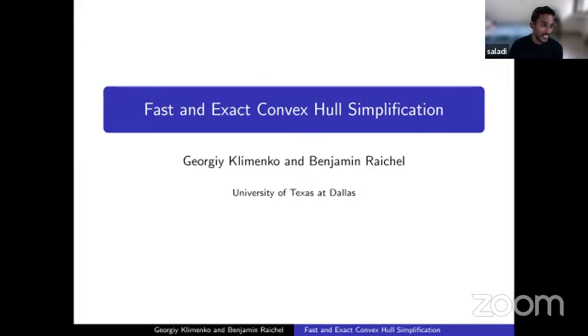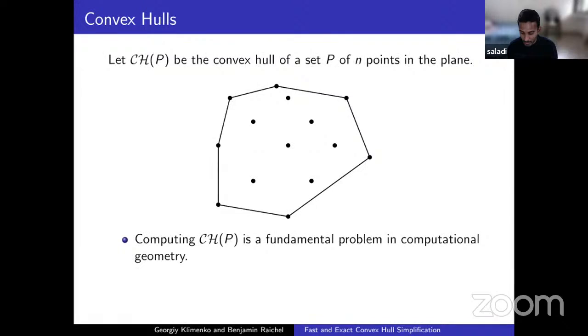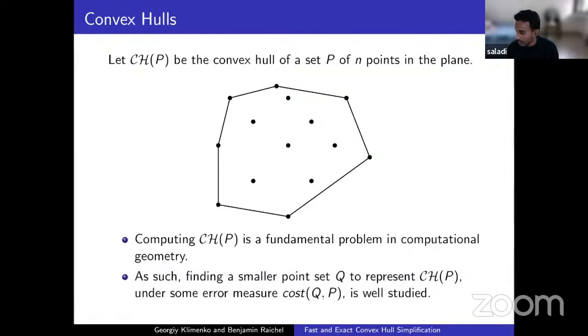Everyone, today I will be presenting the paper Fast and Exact Convex Hull Simplification. Now I will talk about the problem definitions. First, let CH of P be the convex hull of all points in P. Computing convex hulls is a fundamental problem in computational geometry, and finding subsets to minimize the cost function of Q and P is also well studied.